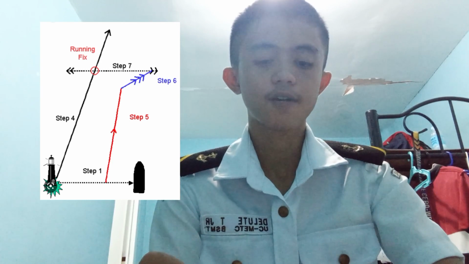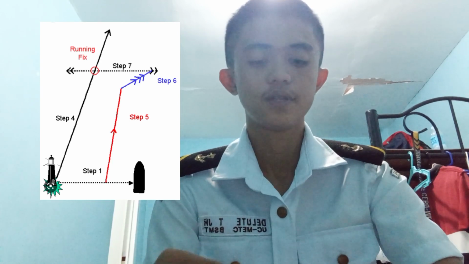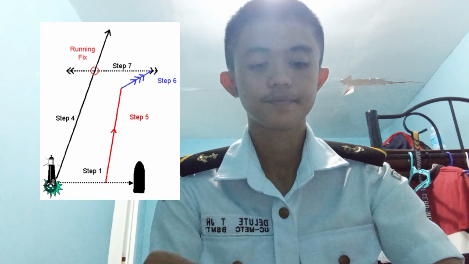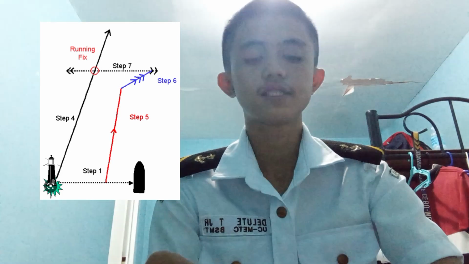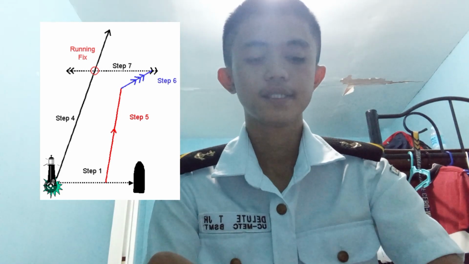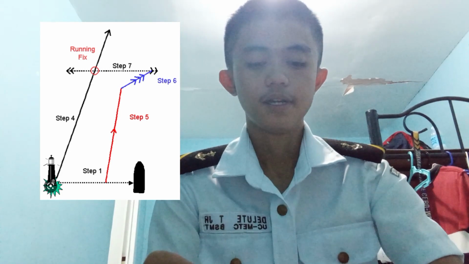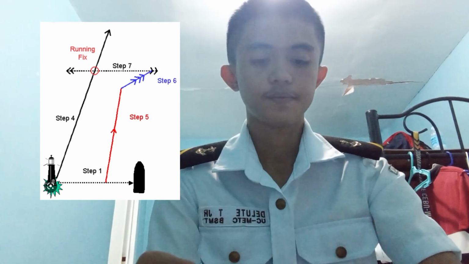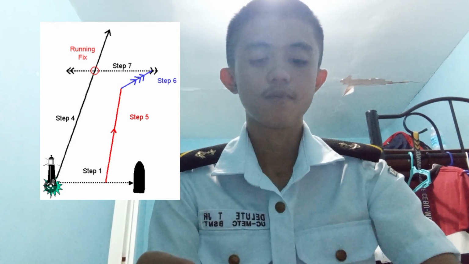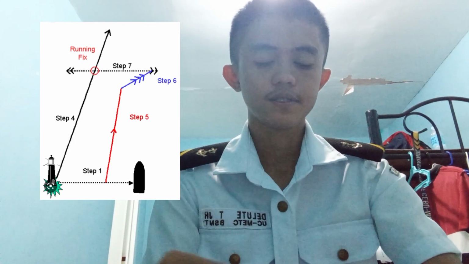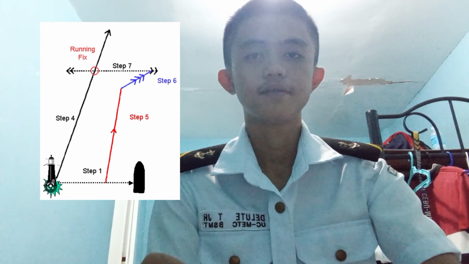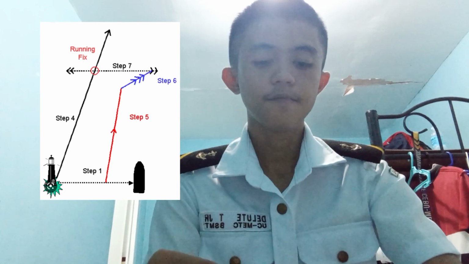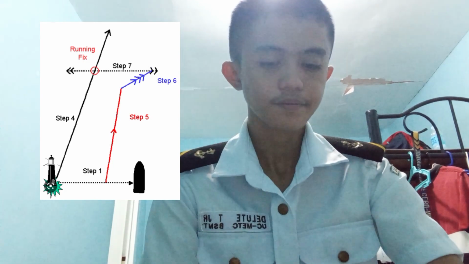The sequence to plot a running fix for real is as follows. Take the bearing, note the time, and log reading distance run. Plot this bearing on the chart. Sail for a set time on a steady course. One hour is common. At the end of the hour, take a second bearing. Note the time and log reading again. A running fix with tidal stream.